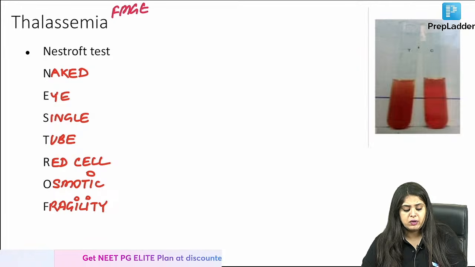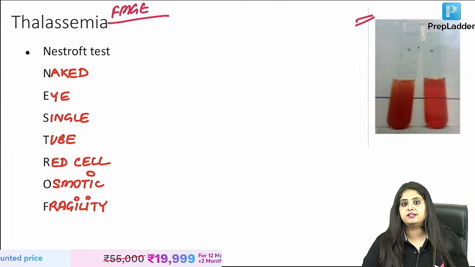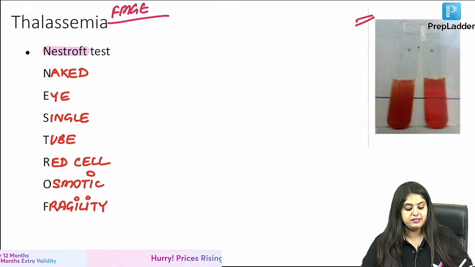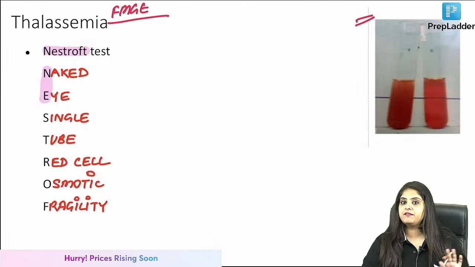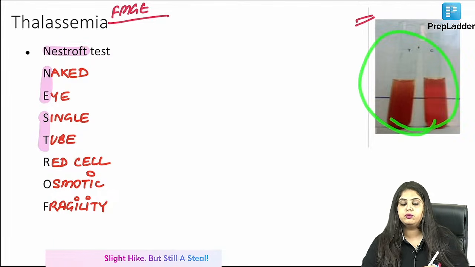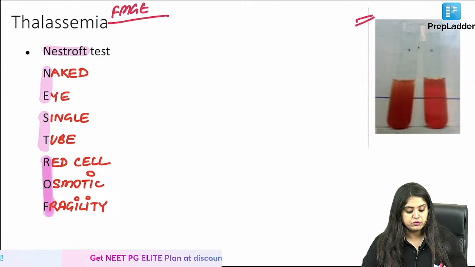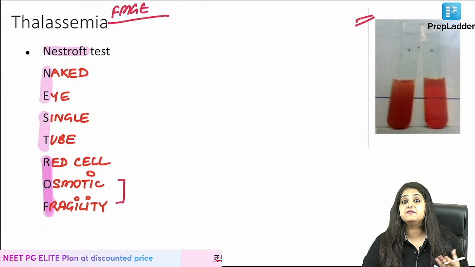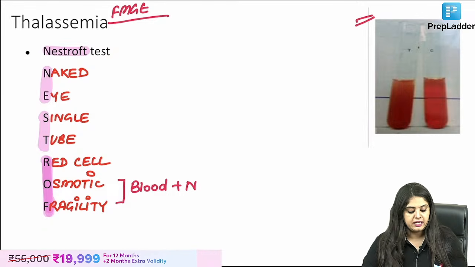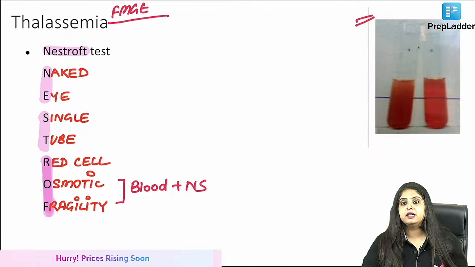because they love to ask you this same photo again and again. That is the Nestroft testing done for thalassemia. The full form of Nestroft test is in front of you. It is a naked eye test, which means you don't have any microscope over here. It is a single tube, because I can see a test tube over here, and you are testing for red cell osmotic fragility. Whenever I have to test for fragility, breaking, weakness, I will take the blood and I will mix it with saline, normal saline of course, and after that I'm seeing is the blood breaking or not.